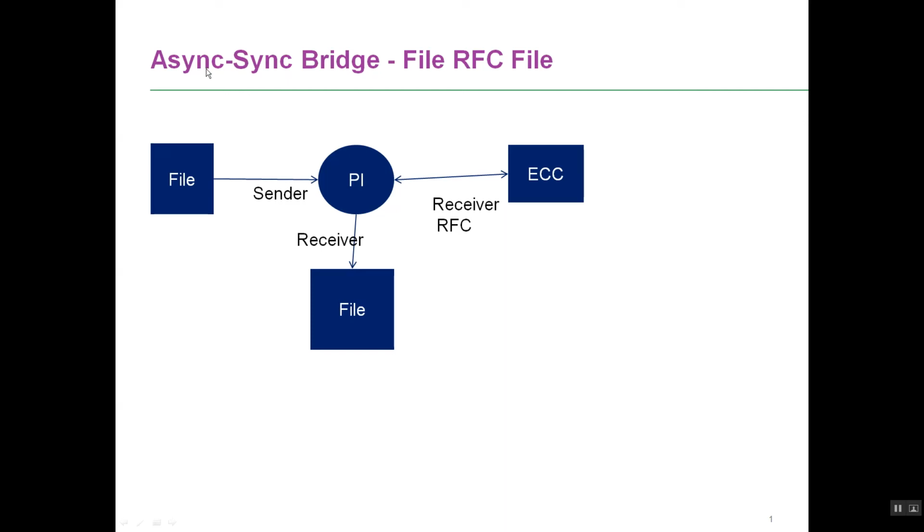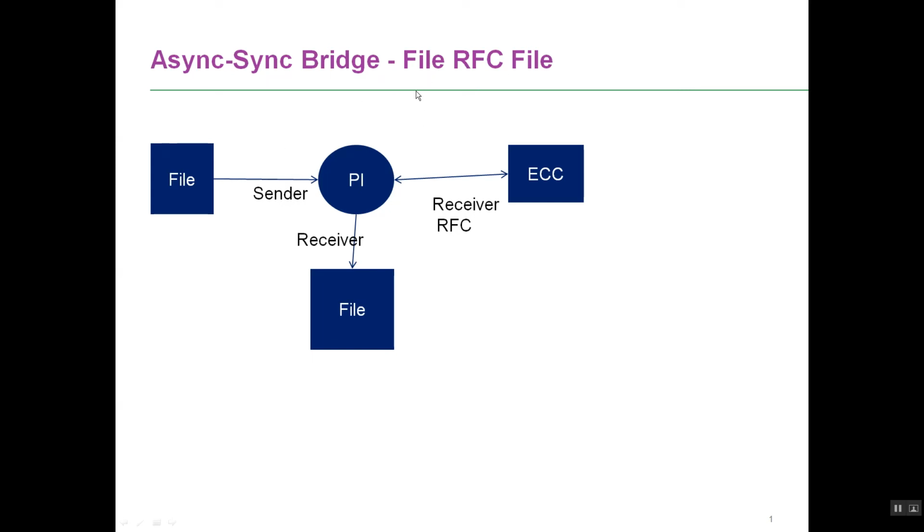Async sync bridge stands for nothing but asynchronous and synchronous bridges. How do you map or how do you build interfaces where one end system is asynchronous whereas another end system is synchronous, right? Let's explain the concept of an async sync bridge with an example.